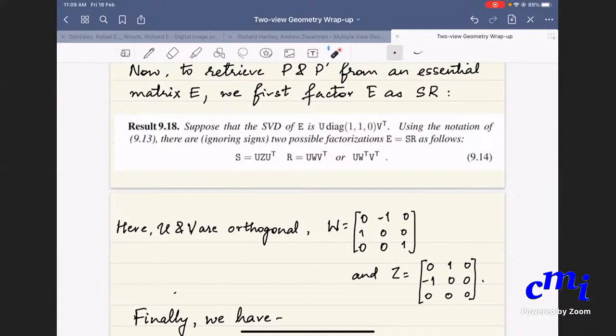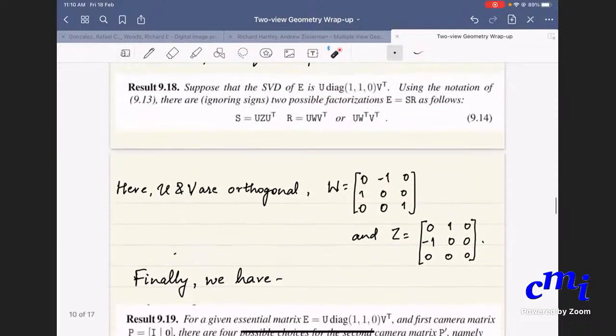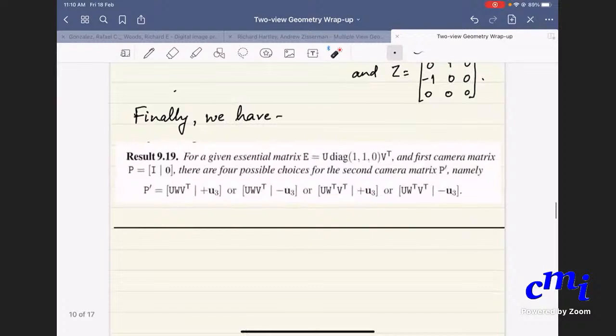Once we have this, we get the following result: given any essential matrix E, written in this form, if you fix the first camera matrix to be this canonical matrix, then there are 4 possible choices for the second camera matrix. I'm not going to prove this, but it can be proven using these two factorizations.